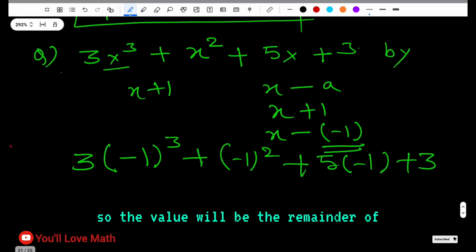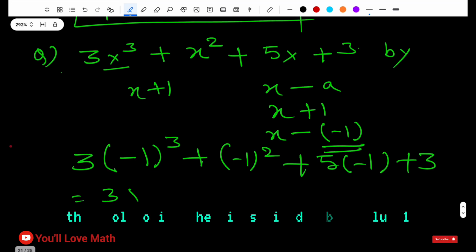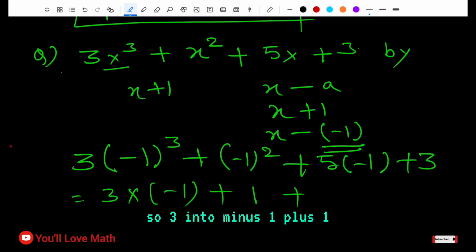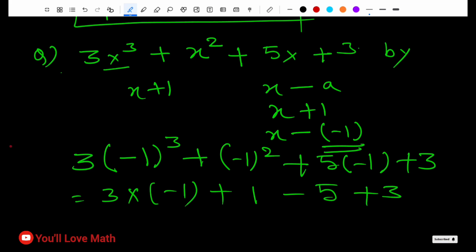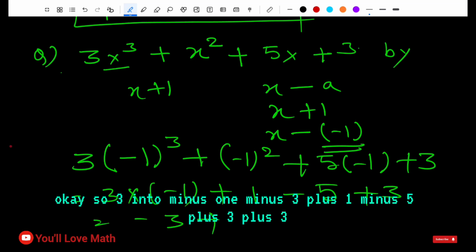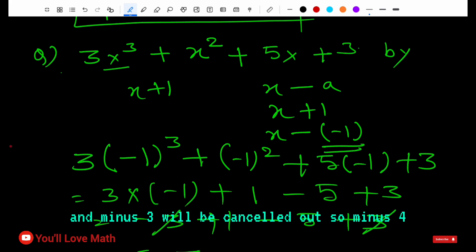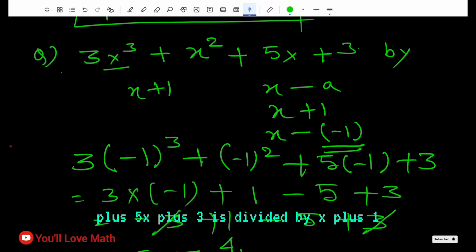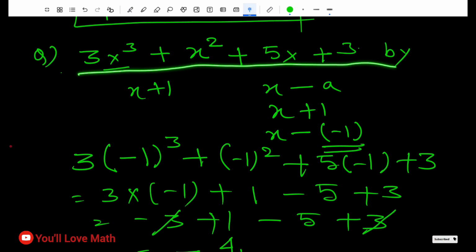So the value will be the remainder of that polynomial when it is divided by x plus 1. So 3 into minus 1 plus 1 minus 5 plus 3. Okay, so minus 3 plus 1 minus 5 plus 3. Plus 3 and minus 3 will be cancelled out. So minus 4 will be the answer as the remainder when the polynomial 3x cube plus x square plus 5x plus 3 is divided by x plus 1.